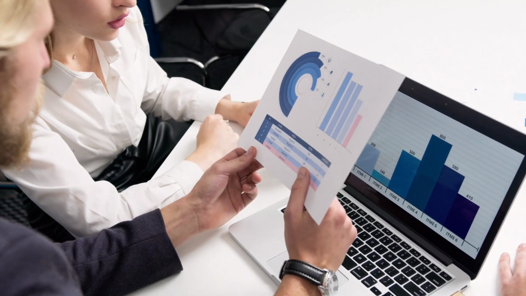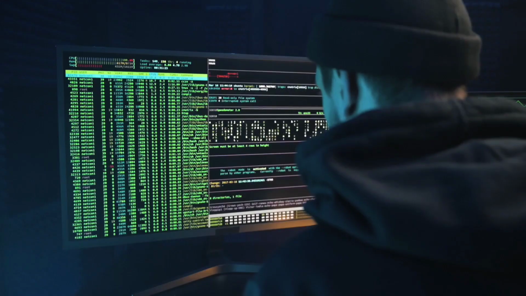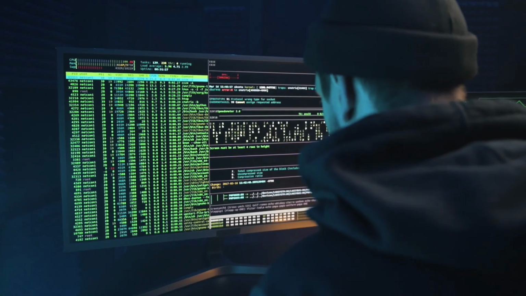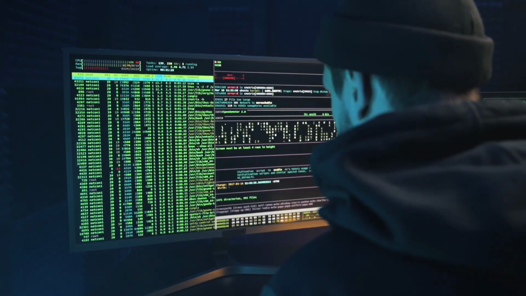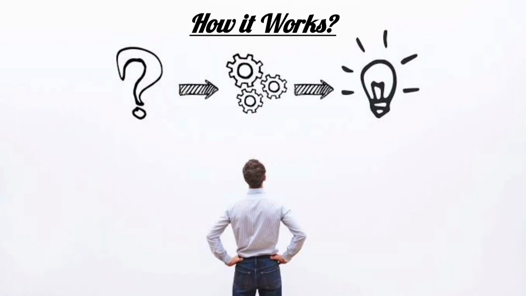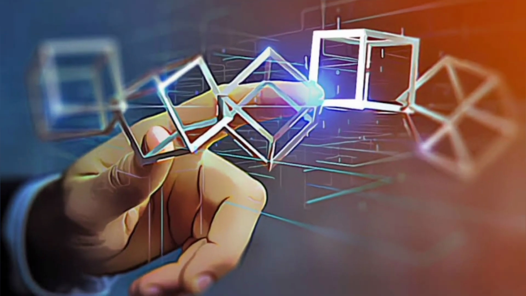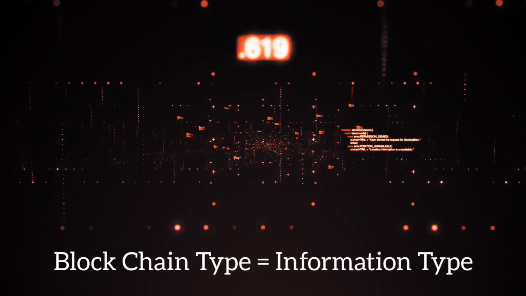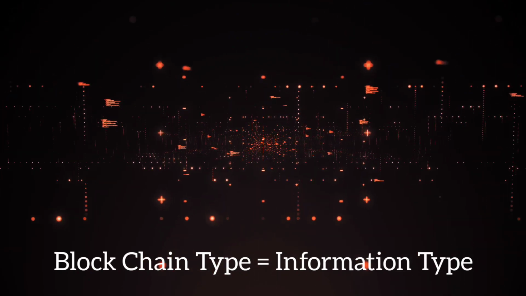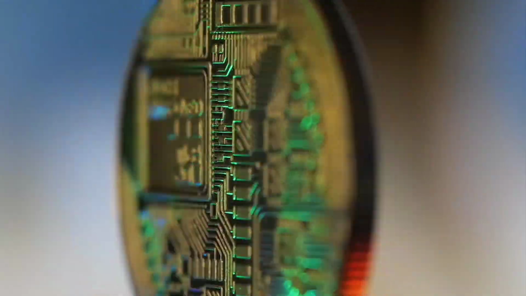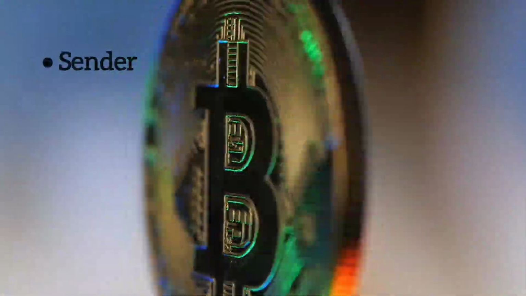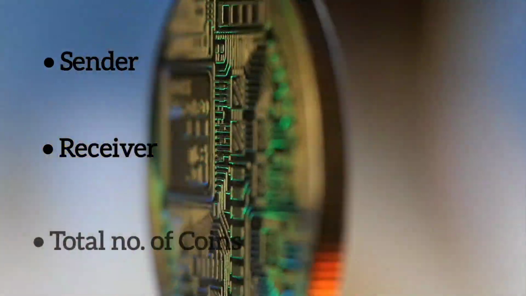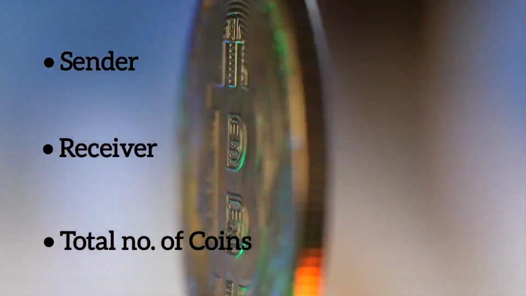An intriguing feature of them is that it becomes exceedingly challenging to modify data once it has been stored inside a blockchain. So, how does that work? Let's study a block in more detail. Each block includes some data, the block's hash, and the hash of the prior block. The kind of blockchain determines what information is stored inside a block. For example, the Bitcoin blockchain keeps the sender, receiver, and total number of coins for each transaction here.